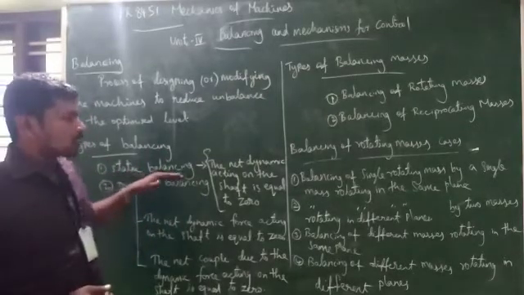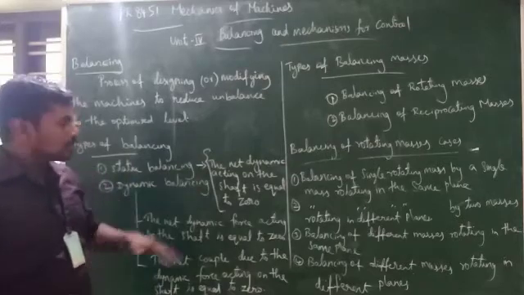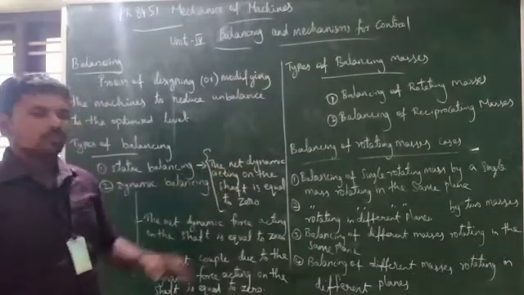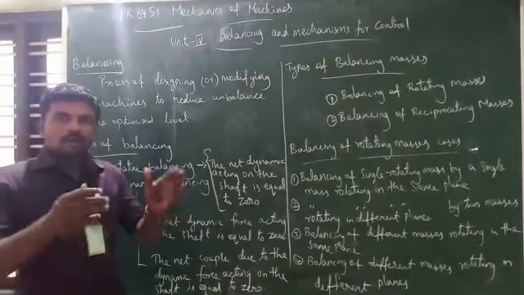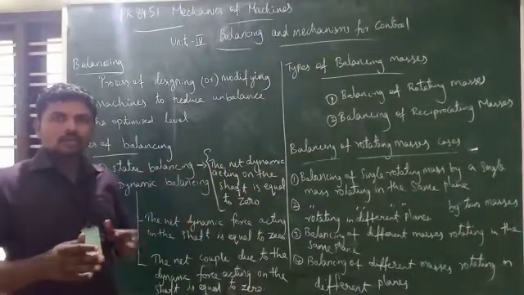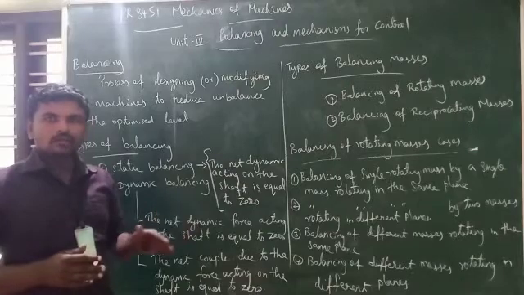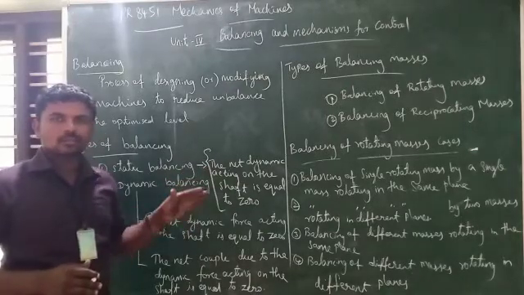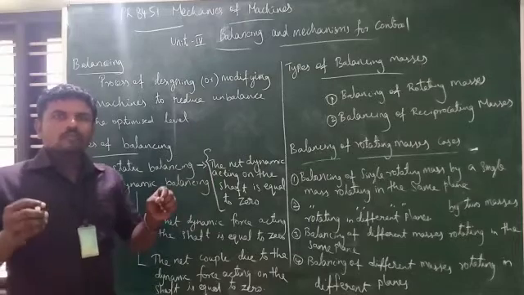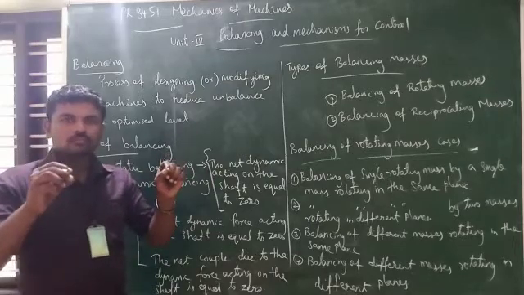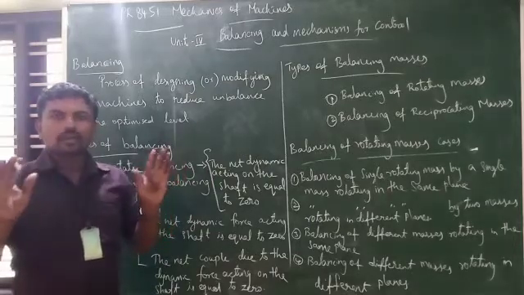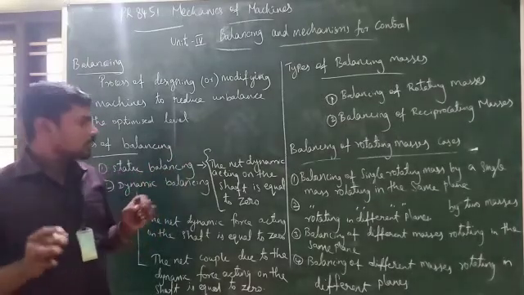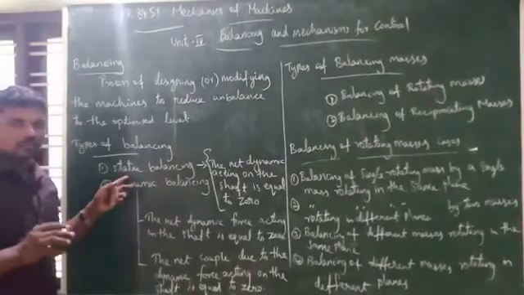For static balancing, we should satisfy the condition: the net dynamic force acting on the shaft is equal to 0. Wherever the static balancing will occur, there we need to satisfy this condition. Whatever force is acting on the system, that should be in the equilibrium condition. That is the condition for static balancing.